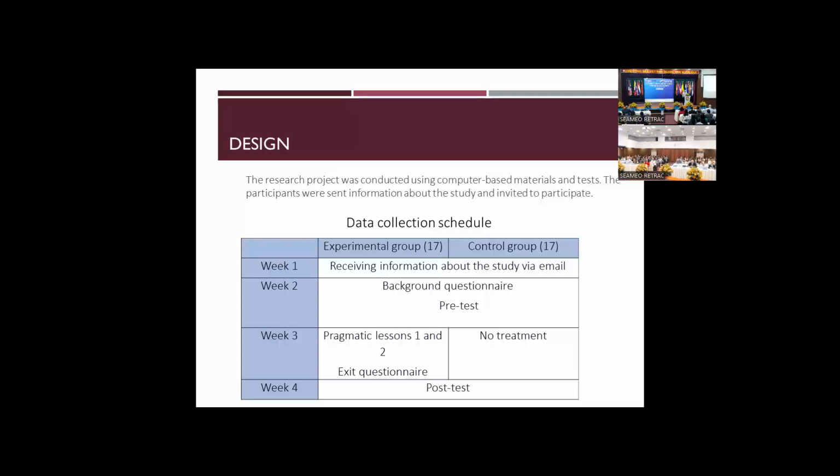And then they did a pretest. The purpose of the pretest was to test their pragmatic competence before the instruction started. Then in week three, they did two pragmatic lessons, 1 and 2, and they did these by computer. We were able to collect information about their responses to all the activities on the computer, and also to provide feedback, as we will say. The control group, of course, got no treatment. So it was only the experimental group that got the instruction.